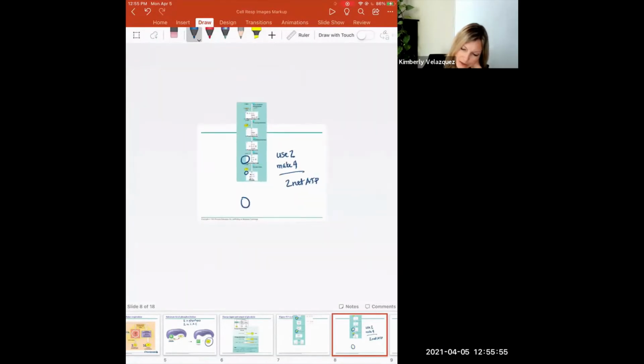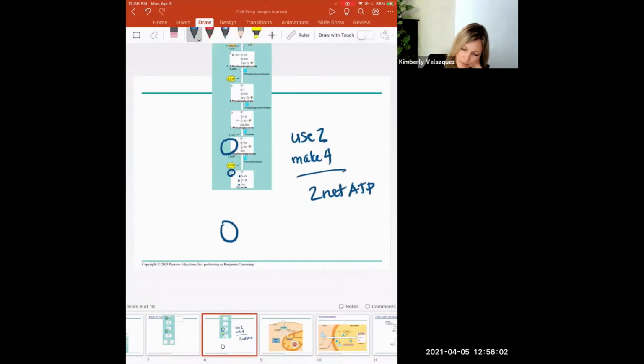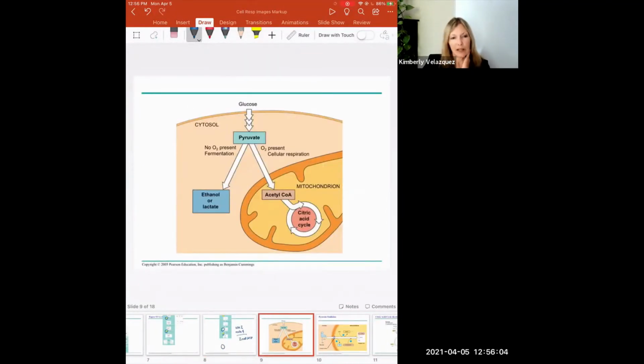So let me go back down here. So if oxygen is present, the 2 pyruvate go into the mitochondrion and go through pyruvate oxidation, where those 2 acetyl-CoA are produced that then go through citric acid cycle. If there's not enough oxygen present, we go through fermentation.